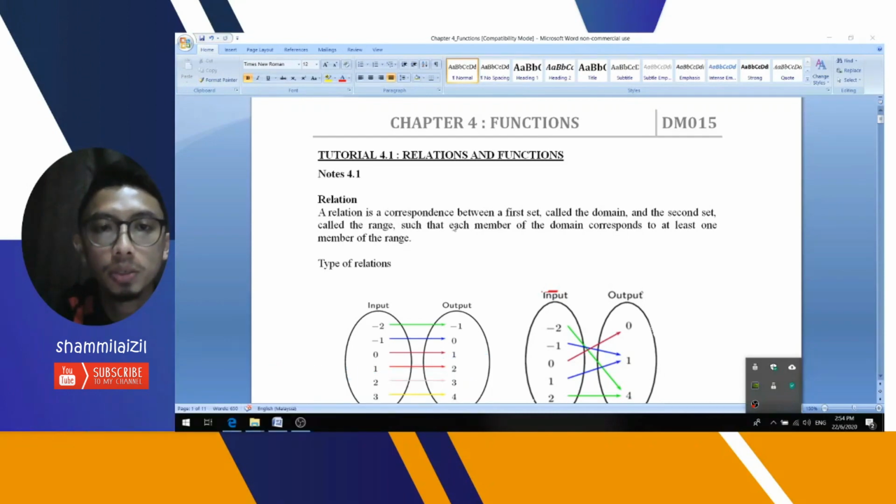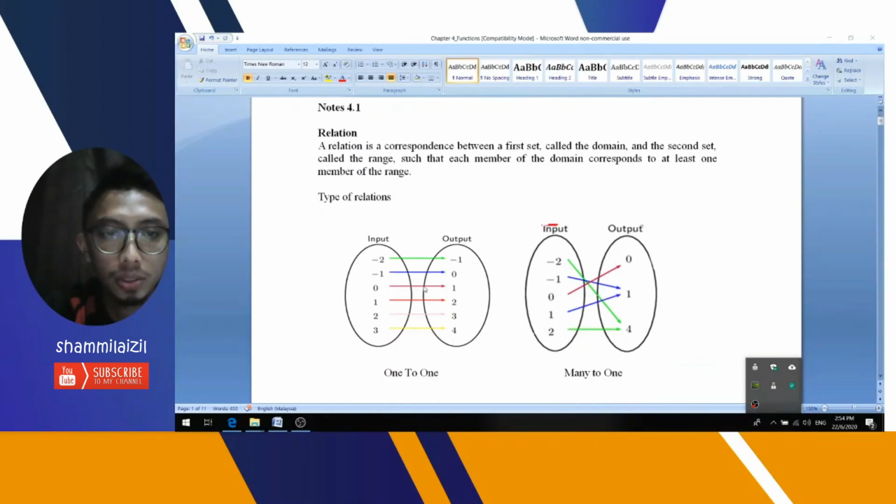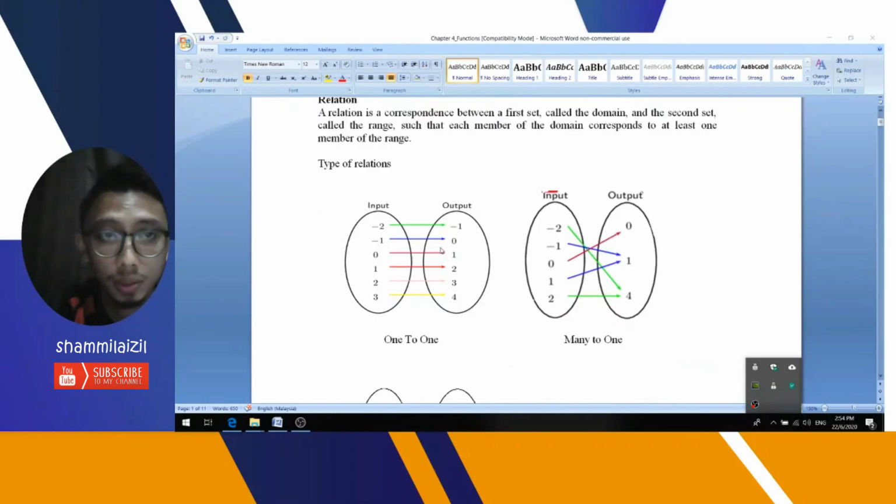A relation is a correspondence between a first set called the domain, and a second set called the range, such that each member of the domain corresponds to at least one member of the range. Okay, by looking at the type of relations here, what does it mean by the definition saying that the first set is called the domain? This is the first set, guys.